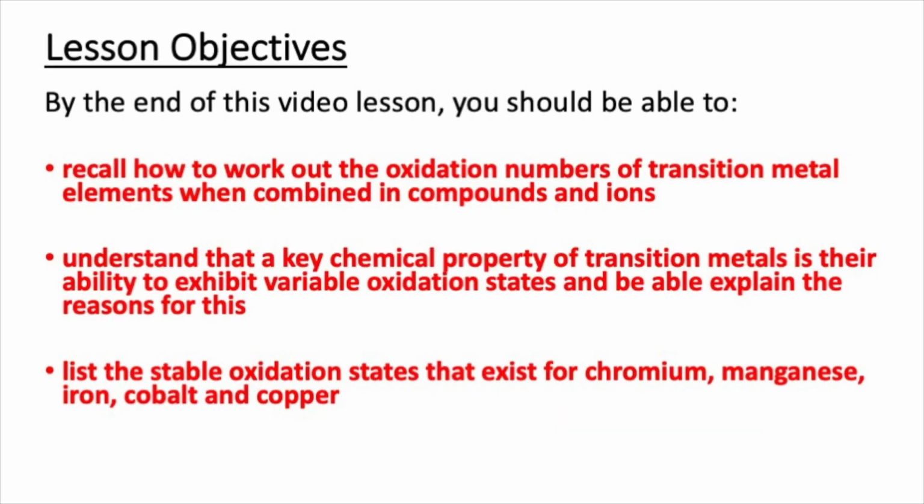So that concludes this video lesson. After watching this video, you should now be able to recall how to work out the oxidation numbers of transition metal elements when combined in compounds and ions. You should also understand that a chemical property of transition metals is their ability to exhibit variable oxidation states and be able to explain the reasons for this. And finally, you should be able to list the stable oxidation states that exist for chromium, manganese, iron, cobalt and copper.